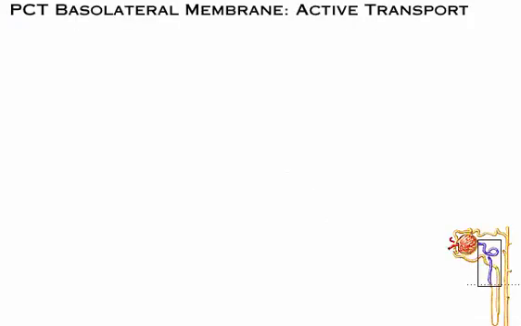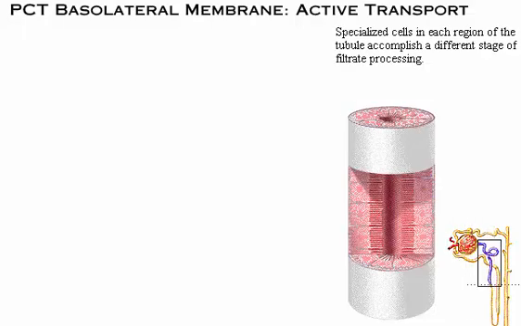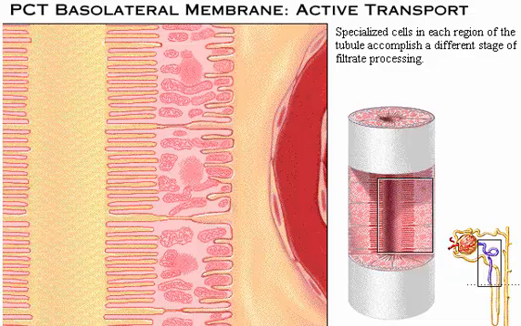We will now begin a tour through the renal tubules. We'll see how the specialized cells in each region accomplish a different stage of filtrate processing. Our first stop is the proximal convoluted tubule, where major reabsorption of valued substances occurs. We'll look first at the activities occurring at the basolateral membrane of the tubular cells. Click the box on the basolateral membrane to start the tour.